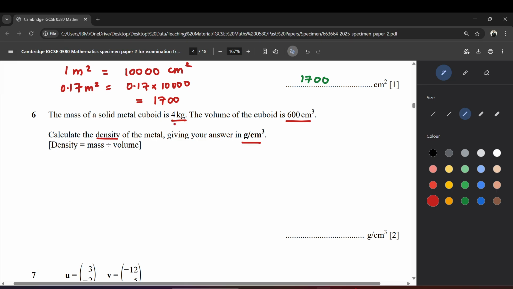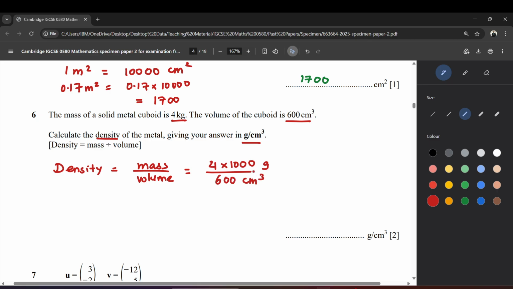Your mass is given in kilograms, but your answer says that the unit for density should be in gram per cubic centimeter. So let me first write down the formula. Density equals mass divided by volume. So mass is 4 kg, so that means 4 times 1000. Now this will become grams, and volume is already in cubic centimeters, so we don't have to do anything over here.